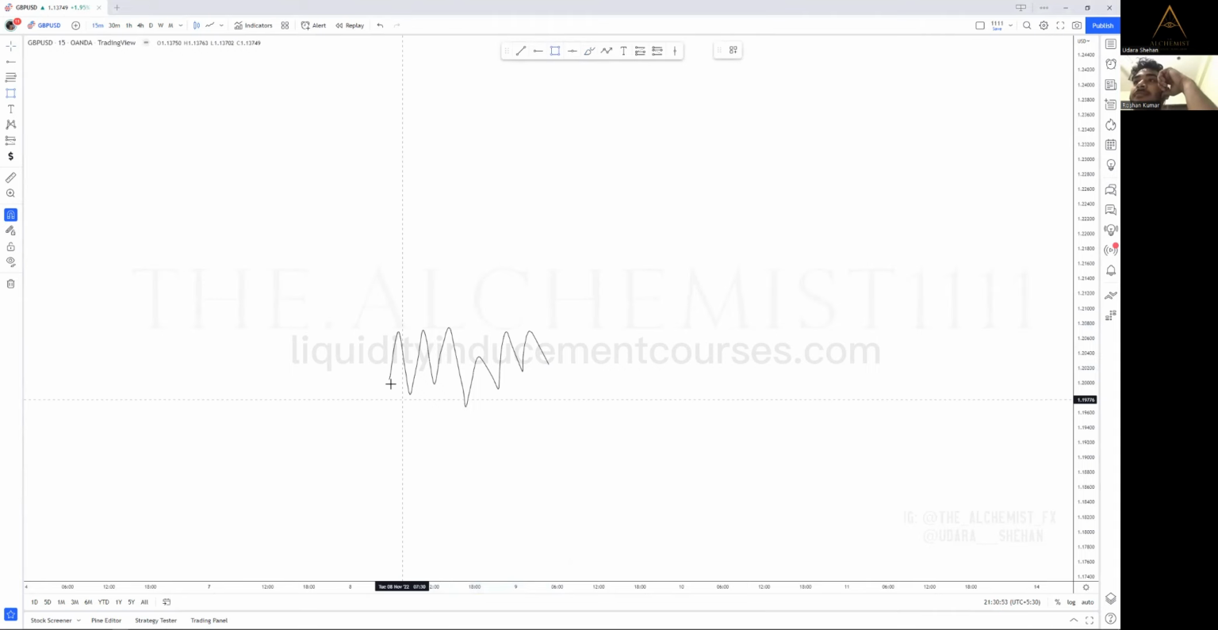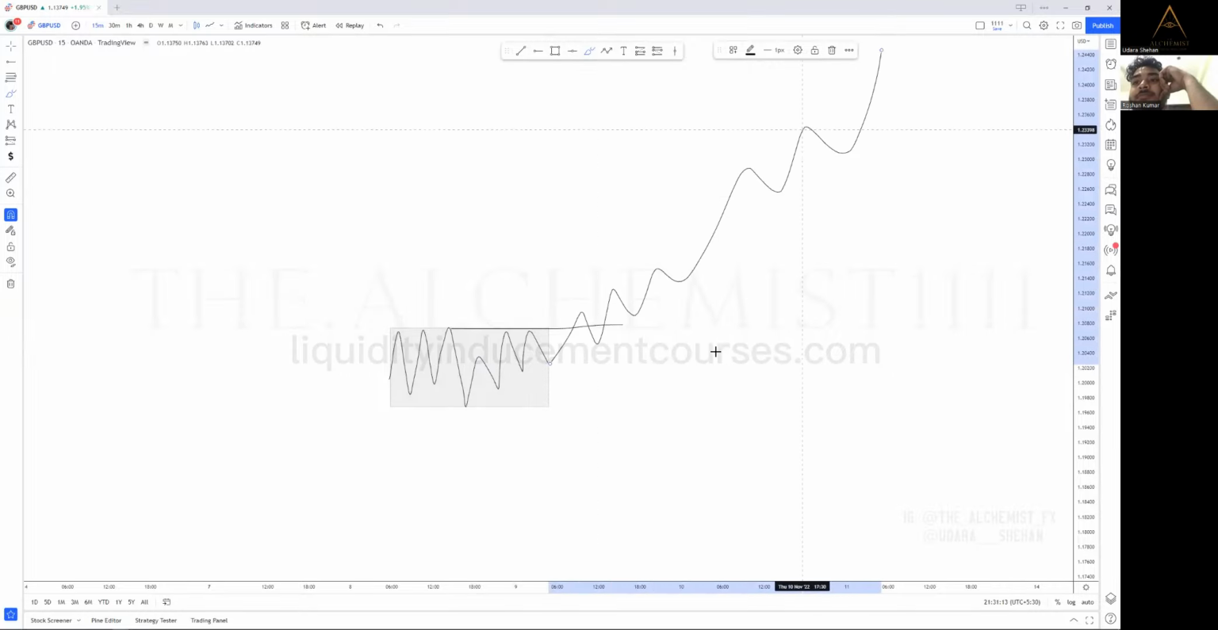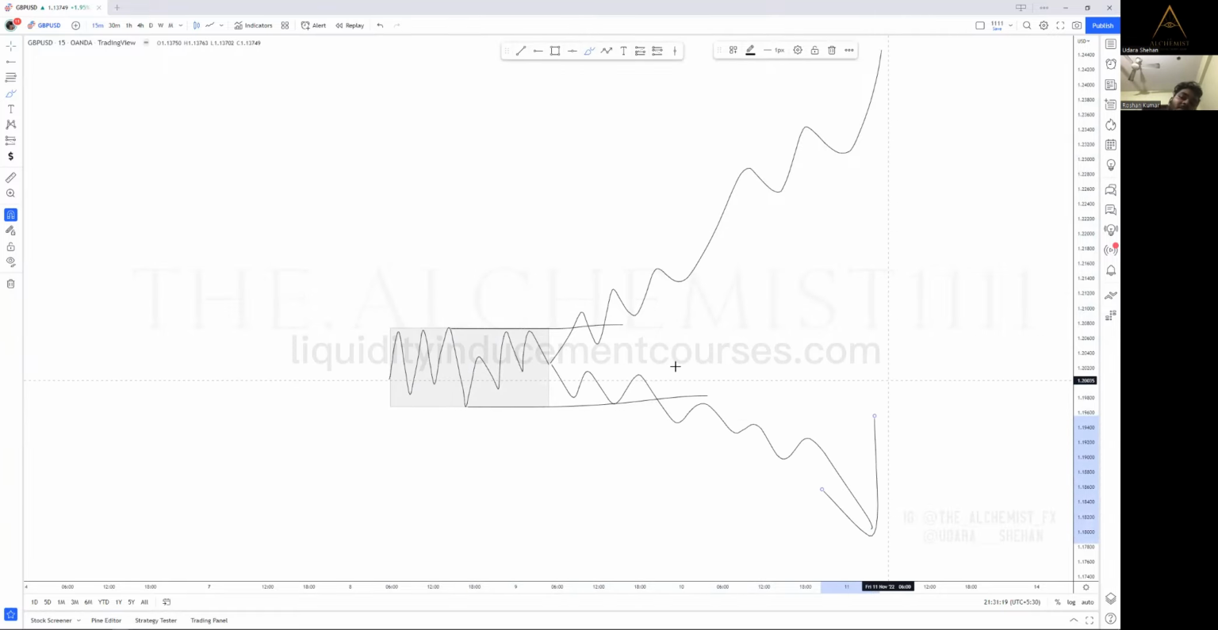So let's say this right here is the Asian session. Now, there are these breakout traders who are expecting moves like this. If the market breaks above the Asian high, they're expecting the whole day to be a bullish day. Same thing, if it breaks below the Asian low, they're expecting the whole day to be a bearish day.